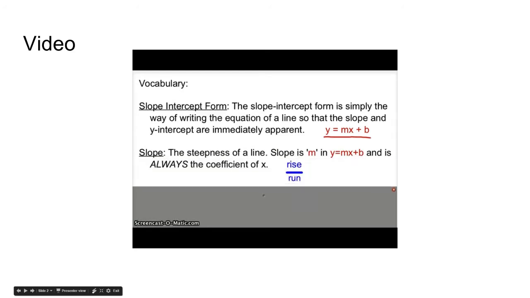The second vocabulary word is slope, and that is the steepness of a line. Slope is the m in y equals mx plus b and is always the coefficient of x. It is the rise over the run. It is also the change in y over the change in x. And slope can be positive or negative.